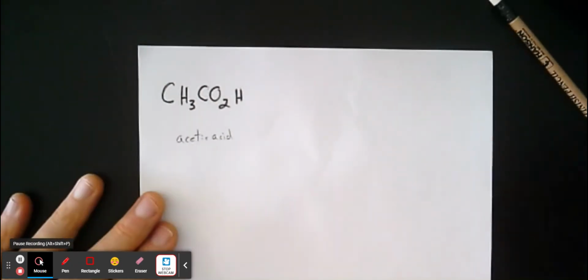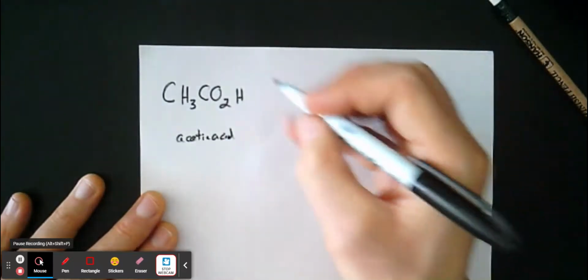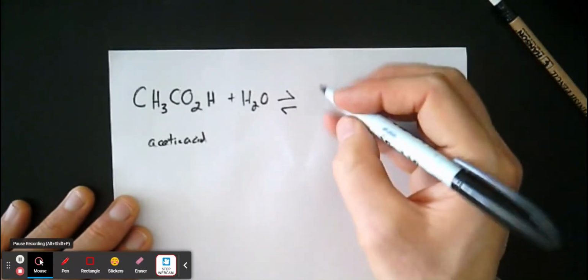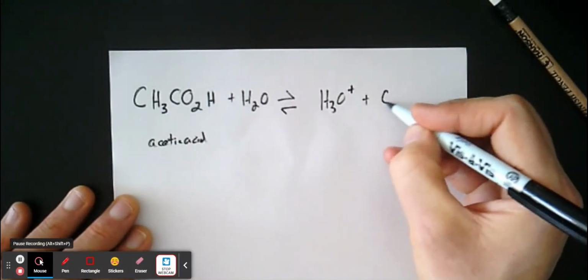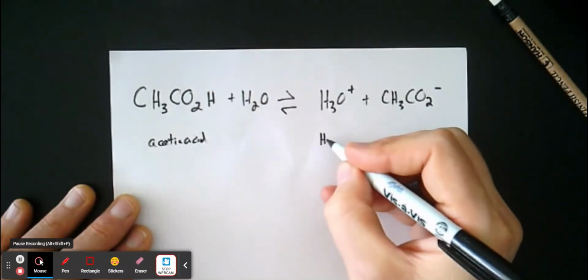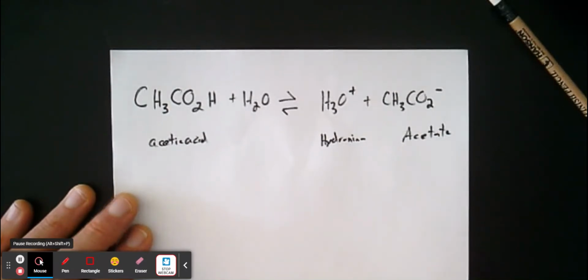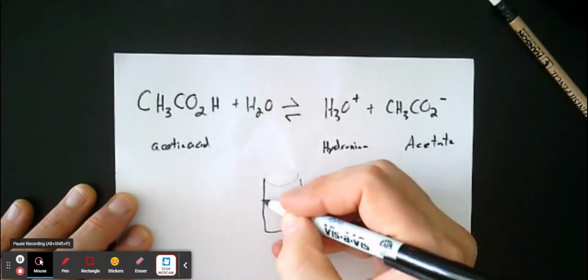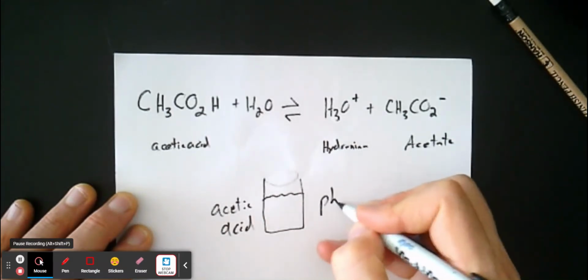Now, let's look at these things a little bit closer. This is acetic acid, and you're not going to be asked to memorize it. In water, it's a weak acid. It forms H3O plus and acetate ion, so hydronium and acetate. Now, this is an acidic solution. In solution, its pH was like 3.